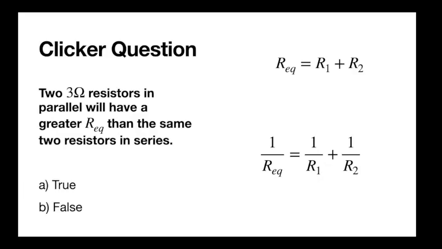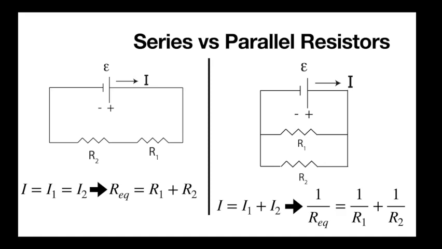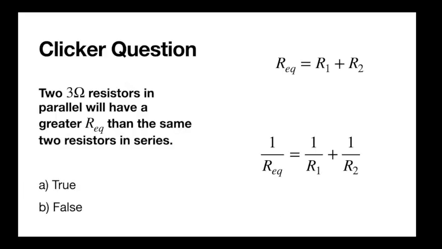Yeah, so let's do this quick question first before we get into more math. So we have two 3 ohm resistors. So that's just their resistance. And we're going to put them in either parallel or series. So this is 3 ohms, that's 3 ohms, or this is 3 ohms, that's 3 ohms. So I'm going to say that in parallel, they'll have a greater R equivalent than they will in series. Is that true or false?